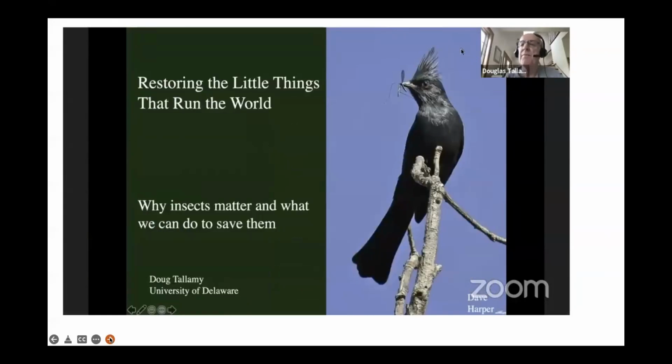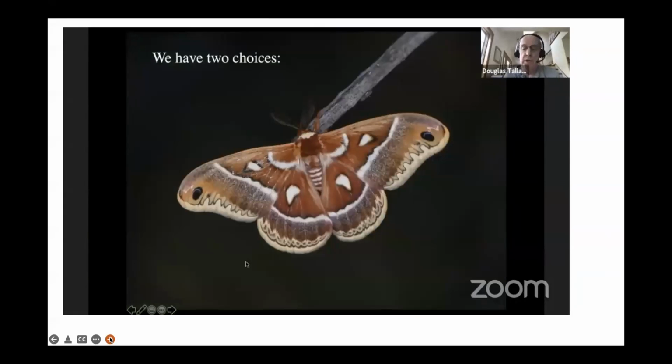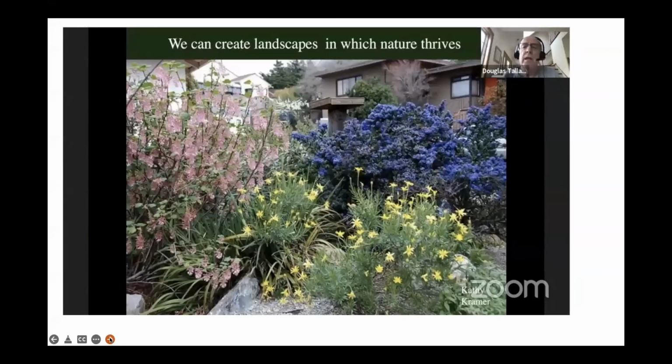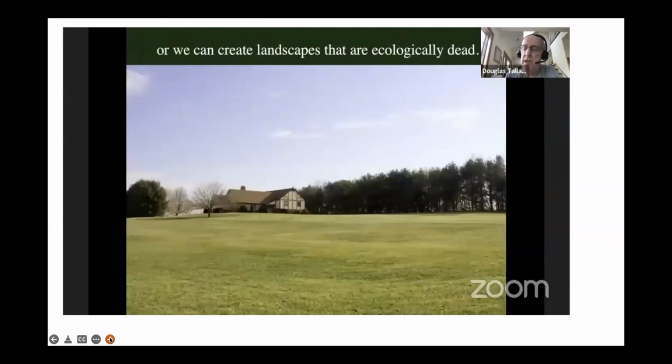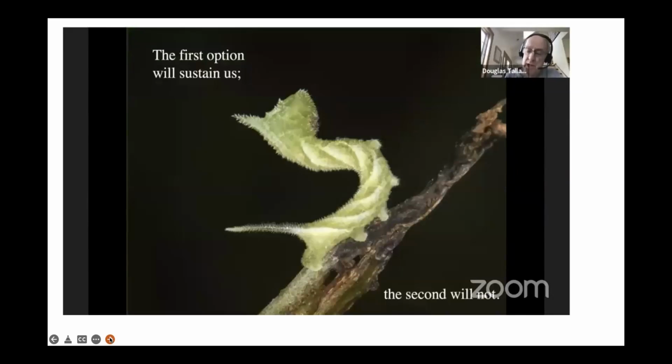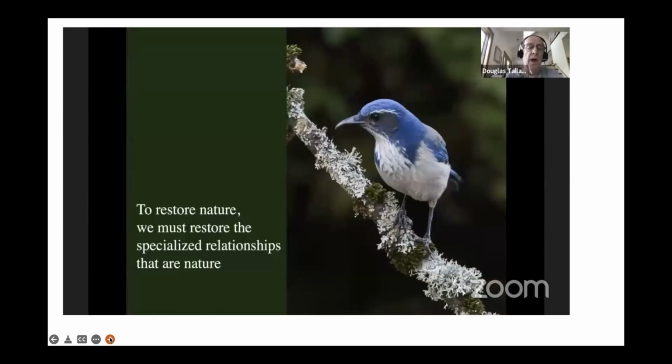Okay, thanks, Kathy. Yeah, this will be the Cliff Notes version of what we talked about last week. We're talking about restoring the little things that run the world, and those are insects. Why they matter, what we can do to save them. We really have two choices in this world. We can create landscapes in which nature thrives, and this is an excellent example. I believe it's Kathy's garden. Or we can create landscapes that are ecologically dead. I see an awful lot of that where I live here in the East. The first option is going to sustain us, but the second one will not.